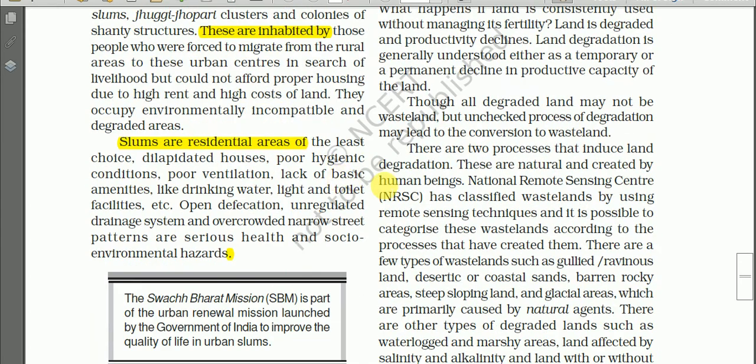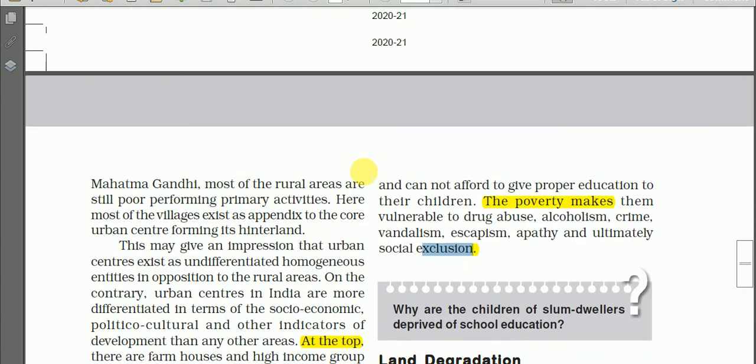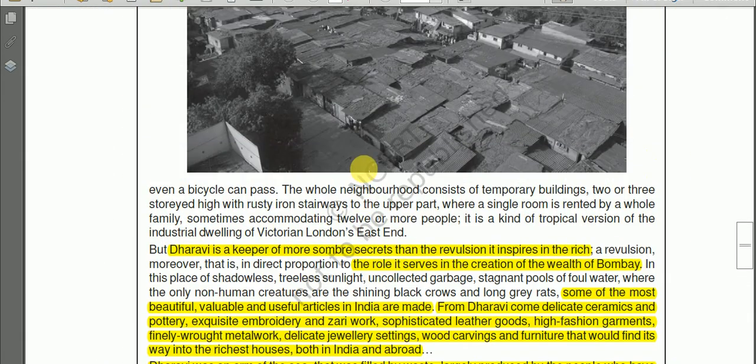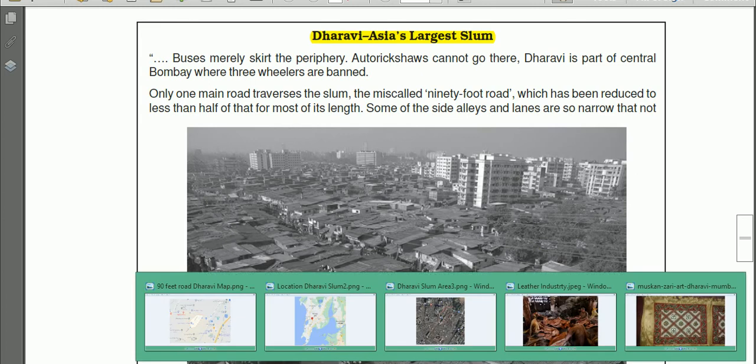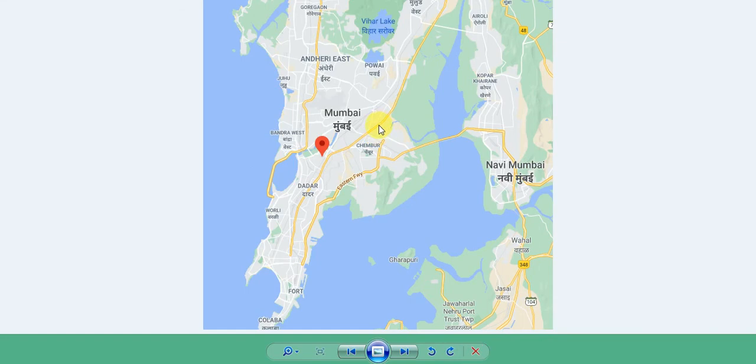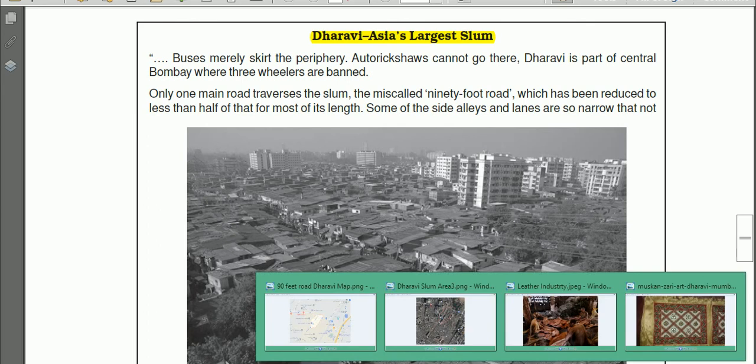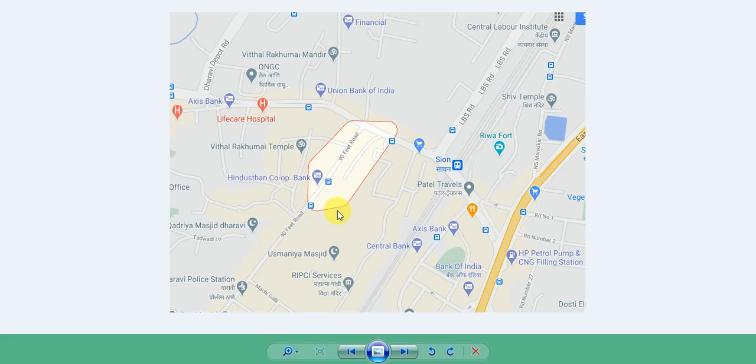Okay, and here we have a case study of a slum, Dharavi, Asia's largest slum. So where is Dharavi? See here. This map shows the location of Dharavi. This red dot shows the location of Dharavi, and this is the area of the slum.